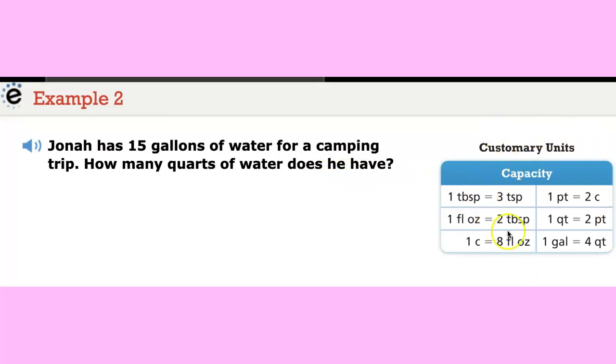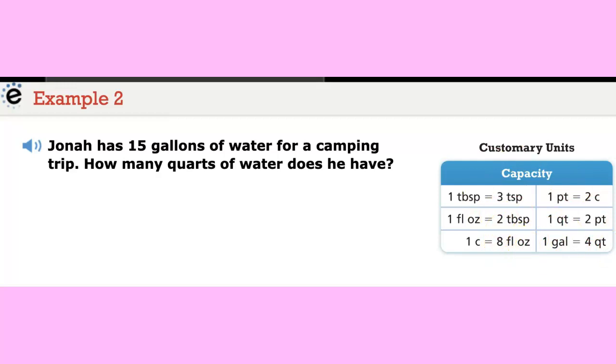Here are our customary units of capacity. 1 tablespoon is 3 teaspoons. 1 fluid ounce is 2 tablespoons. 1 cup is 8 fluid ounces. 1 pint is 2 cups. 1 quart is 2 pints. 1 gallon is 4 quarts. You could use this information to solve the problem.